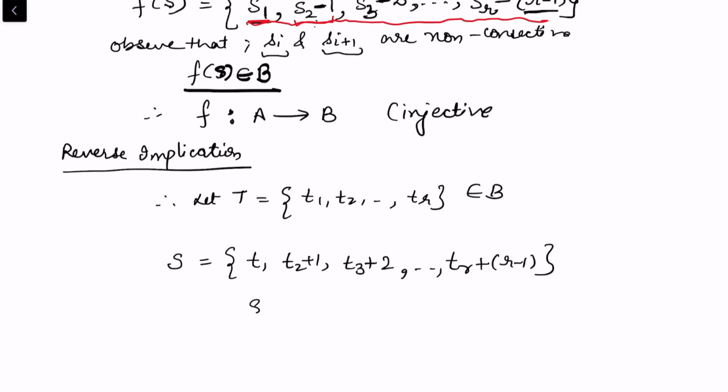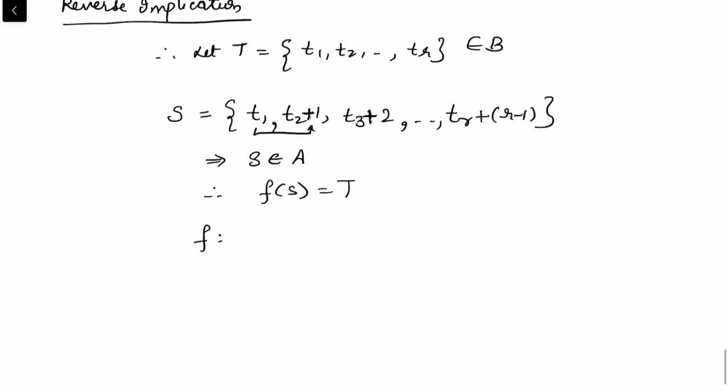Now you can see that this implies s is a member of A, because of the difference that we have created now. The first one is t, then we have added plus 1, then we have added plus 2. This maintains the condition that there are no consecutive integers. So we can see f(s) is the same as t. So we have seen that f from A to B is bijective, or we can say it is a bijection map.